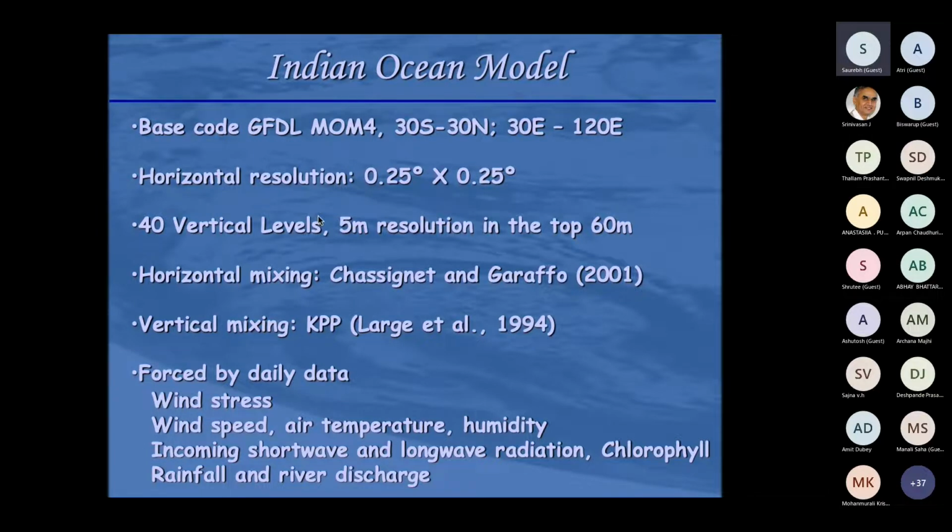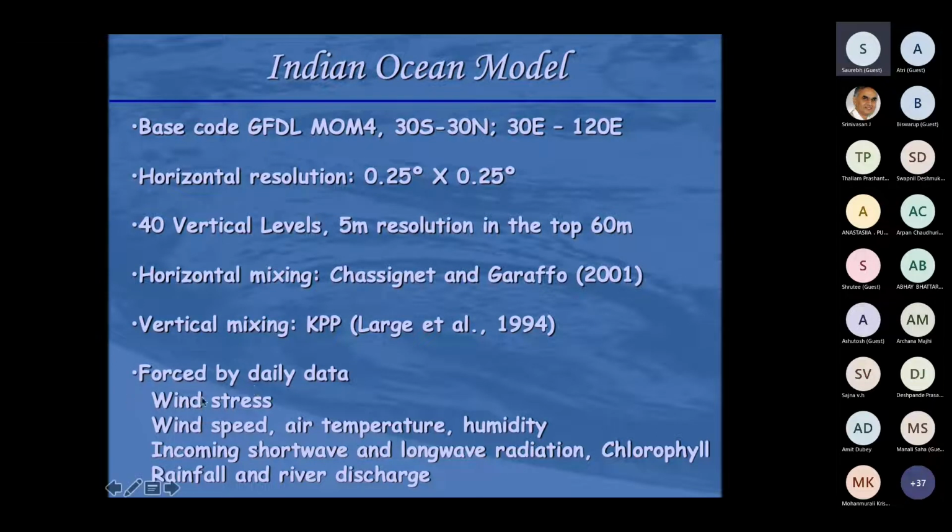Now, this resolution is decided based on the mixed layer that we would like to resolve. In the Arabian Sea, the mixed layer depth is about 100 meters, whereas when we come to the Bay of Bengal, it is 10 meters or less. So, this is sufficient for large regions, but it's not the best for the northern part of the Bay of Bengal.